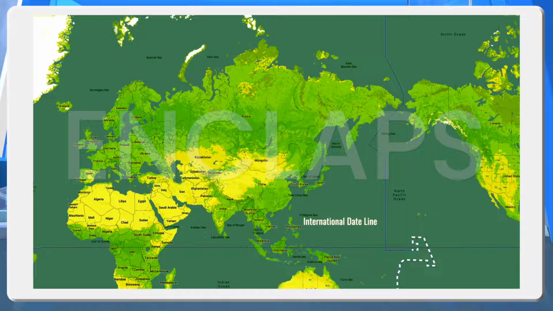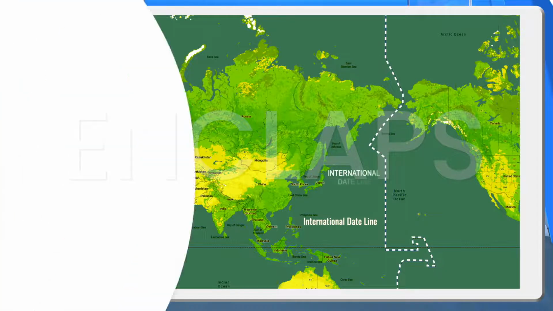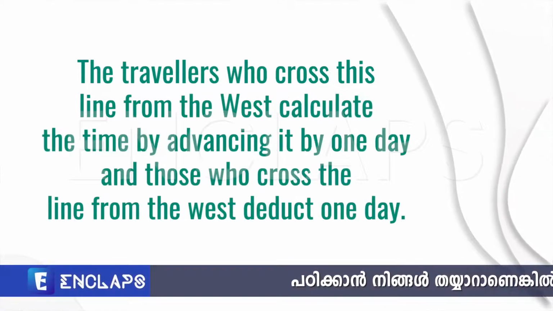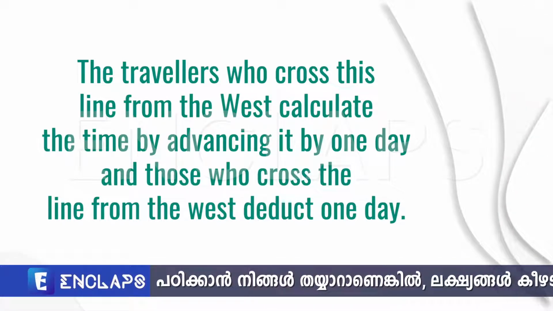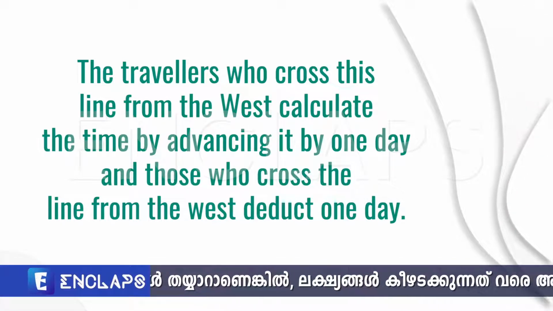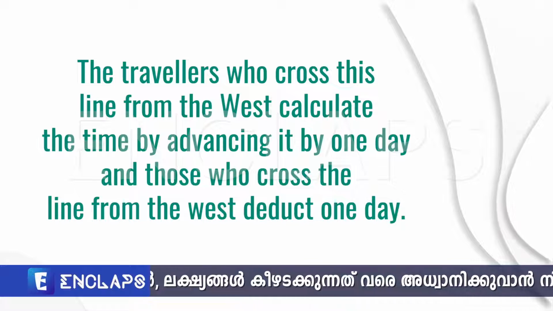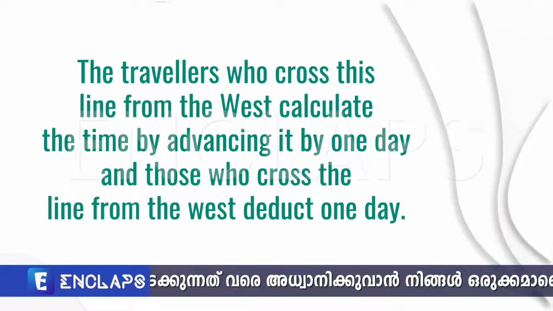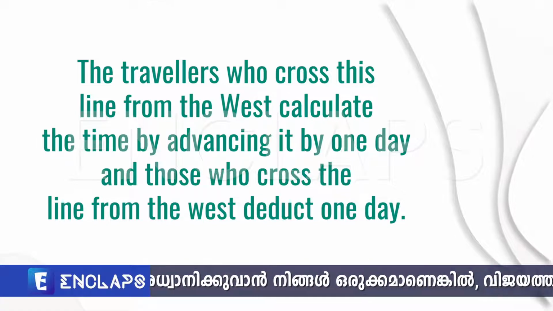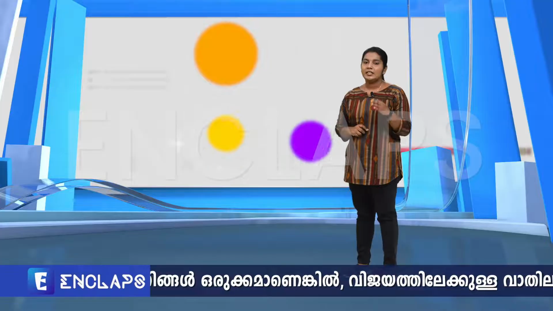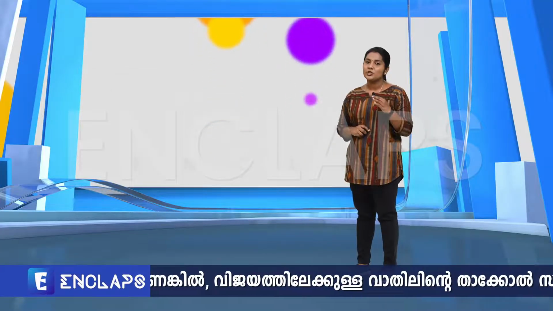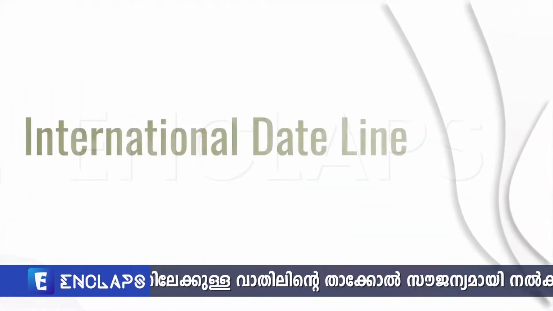The line is drawn in such a way that it passes through the Bering Strait in the Pacific Ocean and avoids some of the inhabited islands. The travelers who cross the line from the west calculate the time by advancing it by 1 day, and those who cross the line from the east deduct 1 day. This imaginary line is known as the International Date Line.